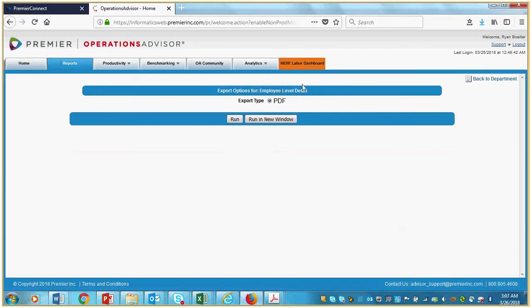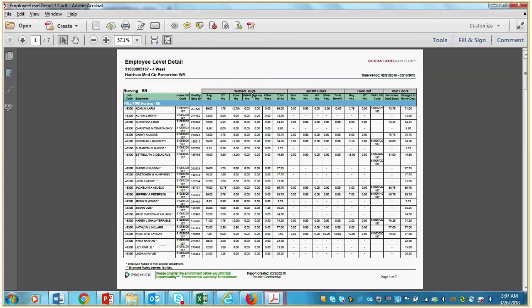This one can be run as a PDF. Some other reports can be run in Excel, but this one's only PDF. So now you run it, and that will open up either in the window or as a separate file. Now you've got your employee level report.